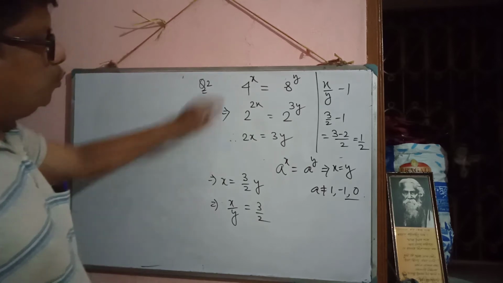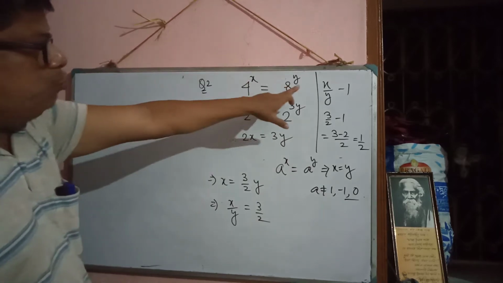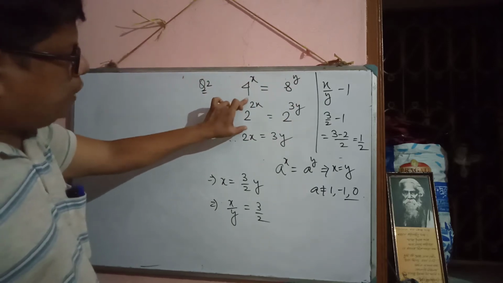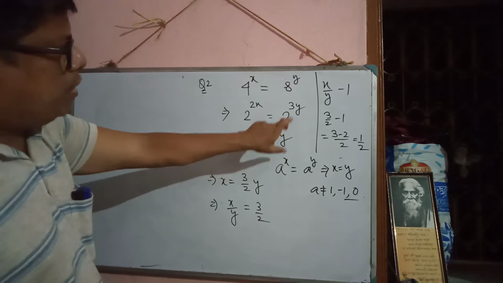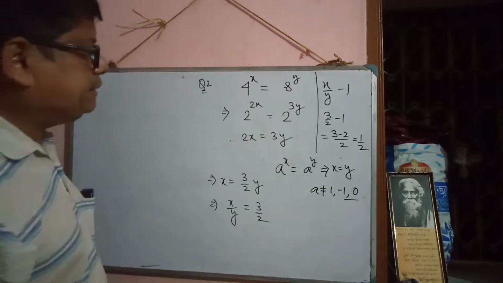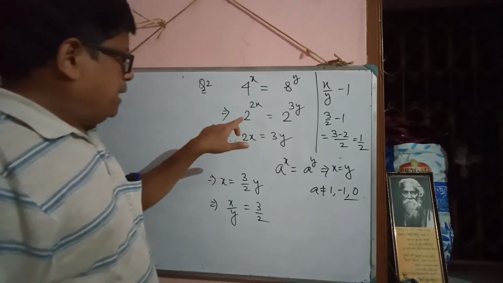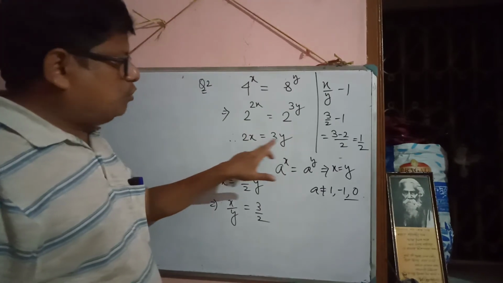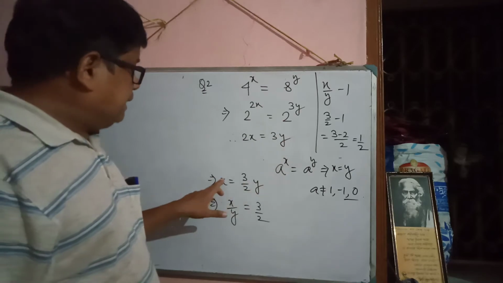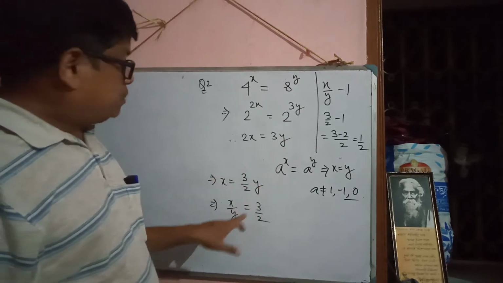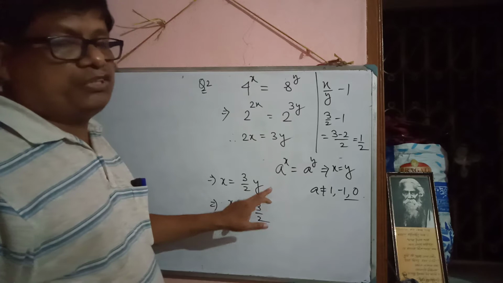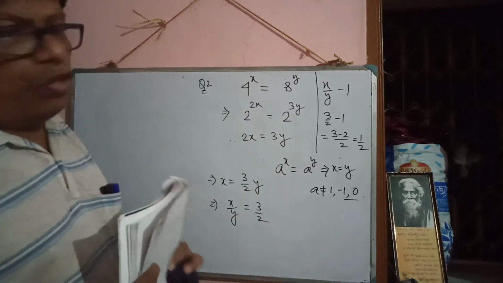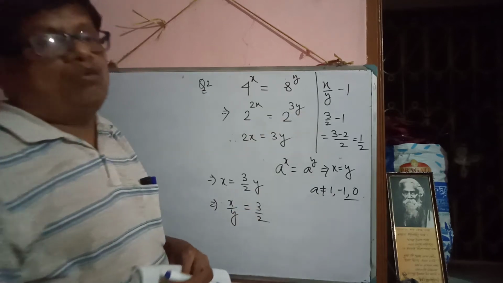4 to the power x equal to 8 to the power y. 4 can be 2 square, so 2 to the power 2x equal to 2 to the power 3y, as 8 is 2 cube. Here base are same, so 2x equal to 3y. Then x equal to 3 by 2 of y. So x by y equal to 3 by 2, and 3 by 2 minus 1 equal to half is the answer.